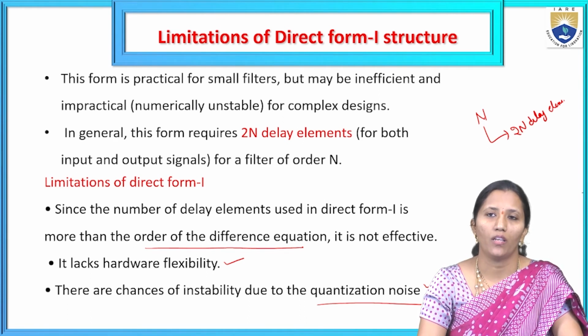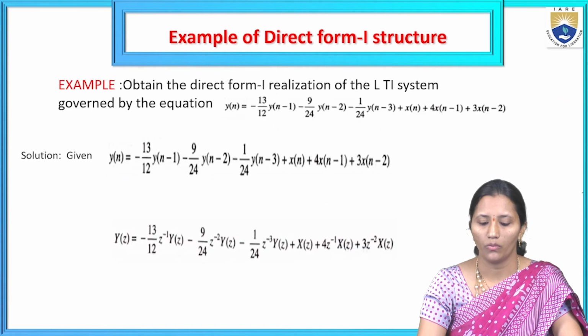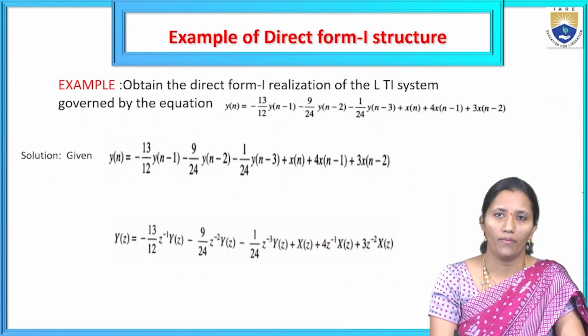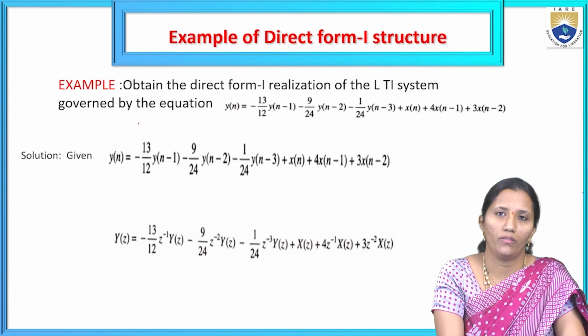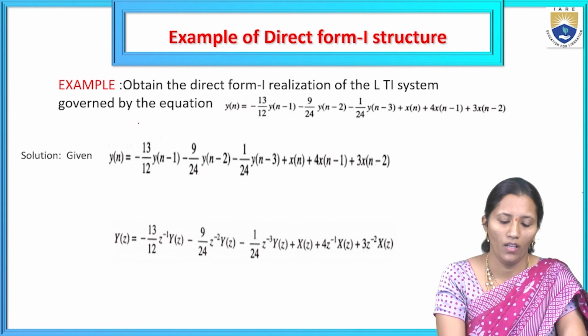So to reduce the number of delay elements, we go from direct form 1 to direct form 2. So here in direct form 2, we are going to reduce the number of delay elements. So first of all, we are going to see one example for the direct form 1 structure. Then we will discuss the direct form 2 realization structure.